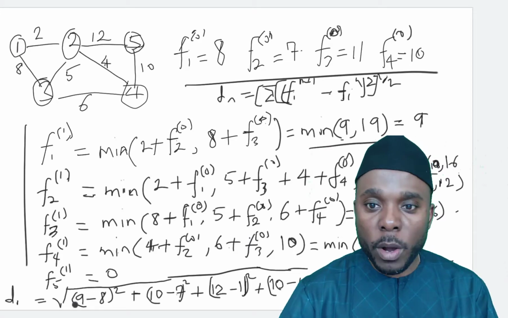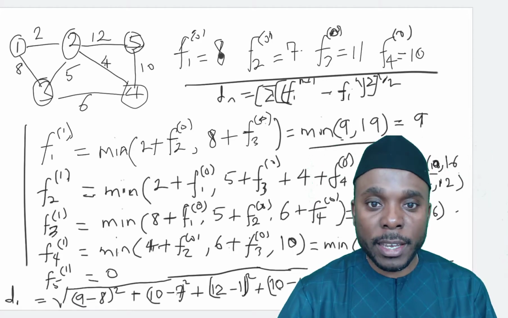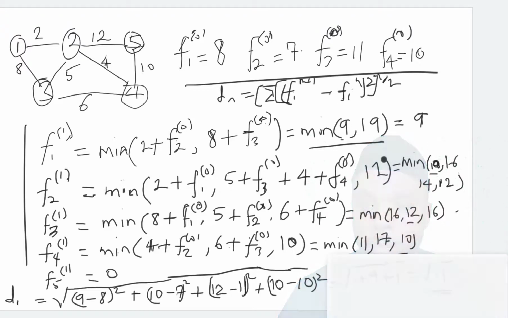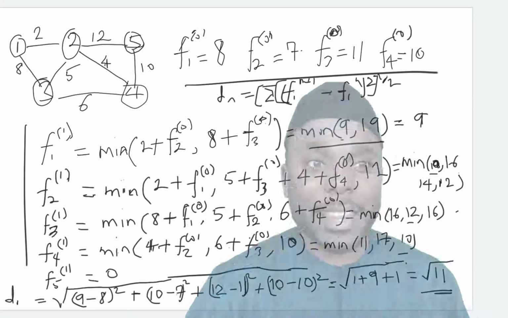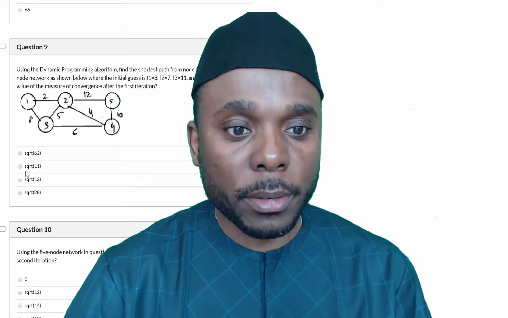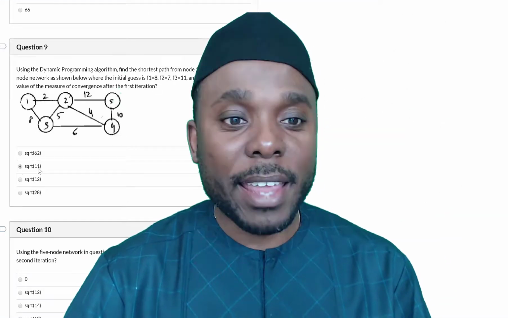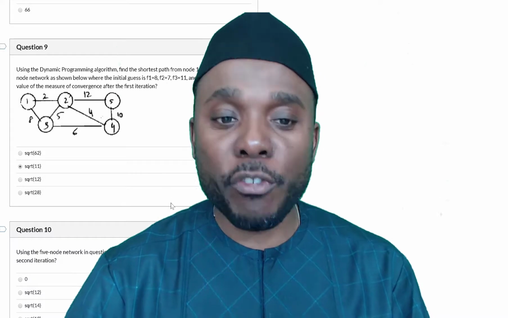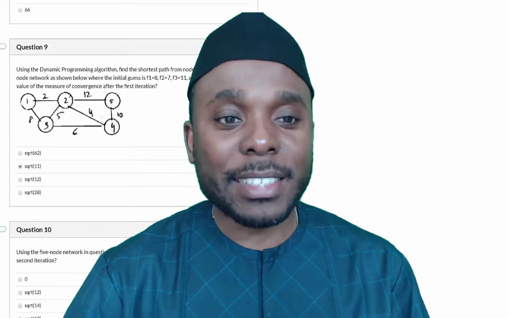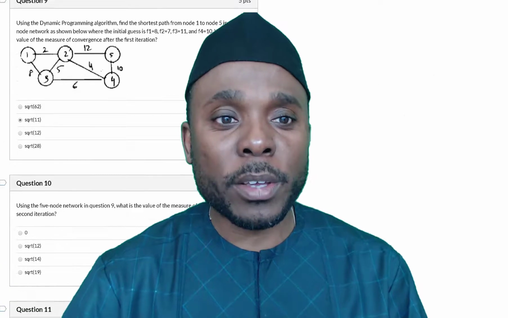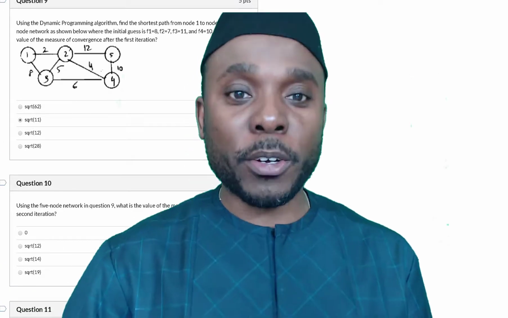We have for f1 of 1, 9 minus 8. The previous initial guess was 8, and this is 9. So 9 minus 8 squared, 10 minus 7 squared, 12 minus 11 squared, and 10 minus 10 squared, and that gives us the square root of 11. And that is how to solve the first problem, which would be the square root of 11. Then you do the same for the next iteration and the next, and that's how to solve the remaining problems. That's a quick summary on the shortest route problem, or shortest path problem, using the dynamic programming algorithm.